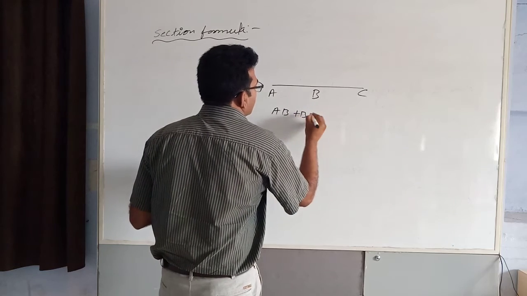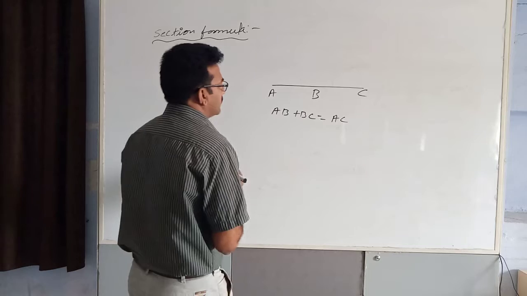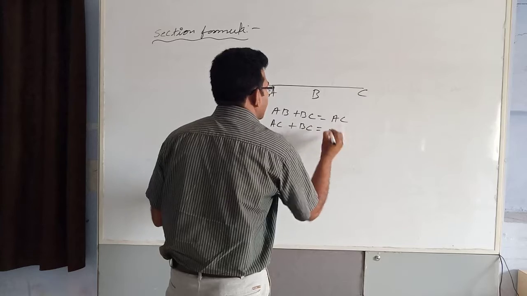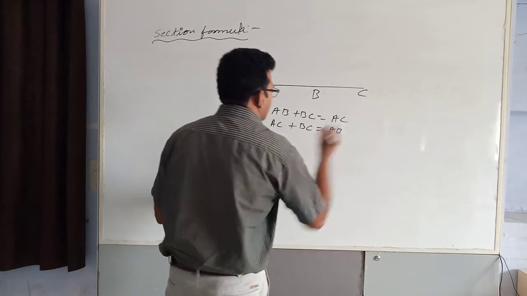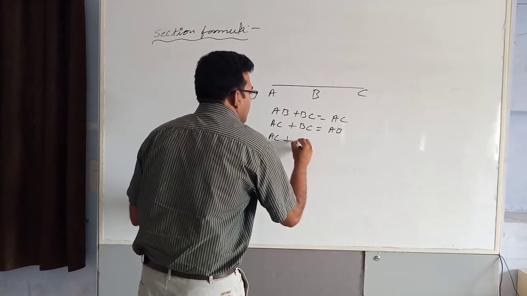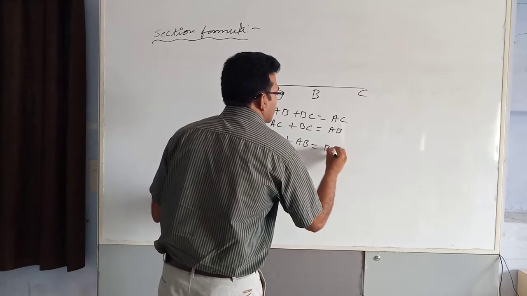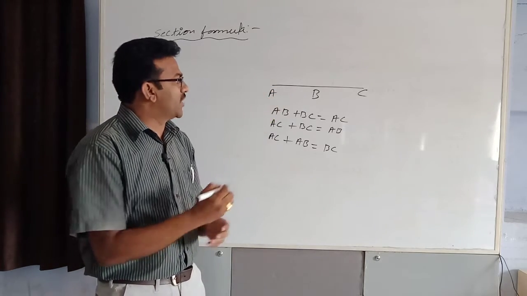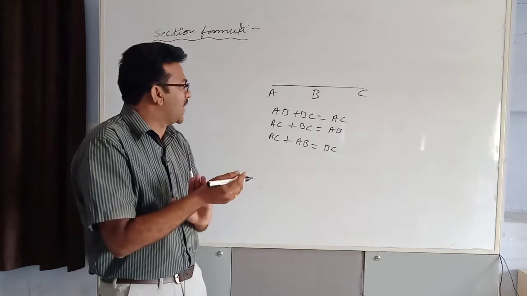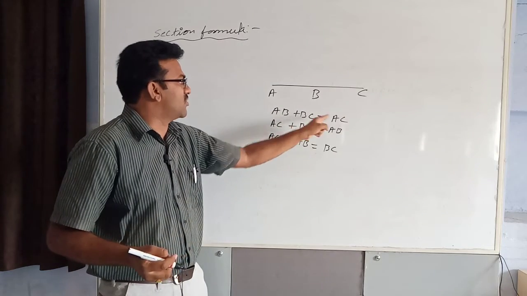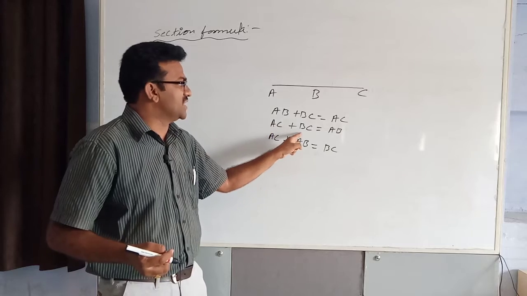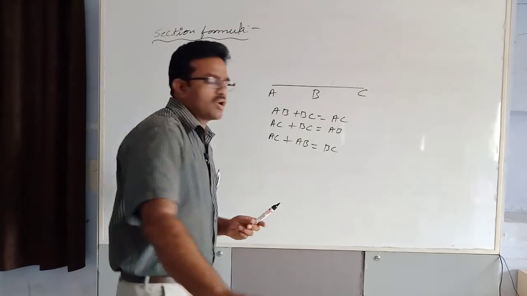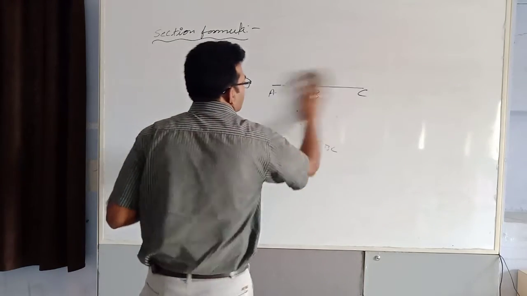AB plus BC is equal to AC. Otherwise, AC plus BC is equal to AB. AC plus AB is equal to BC. If we want to show these 3 points are collinear, we prove that AB plus BC is equal to AC, AC plus BC is equal to AB, or AC plus AB is equal to BC. Now come to our next concept, the section formula.